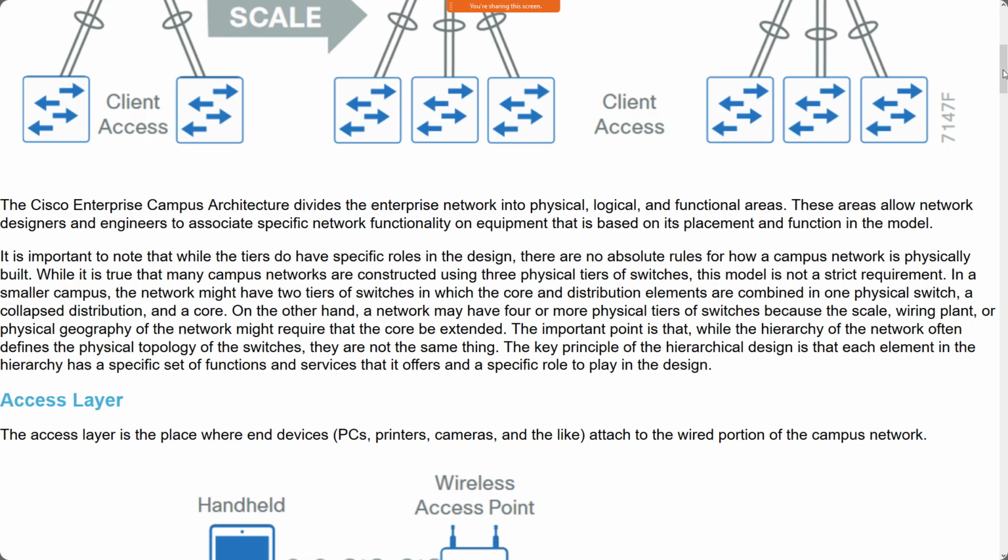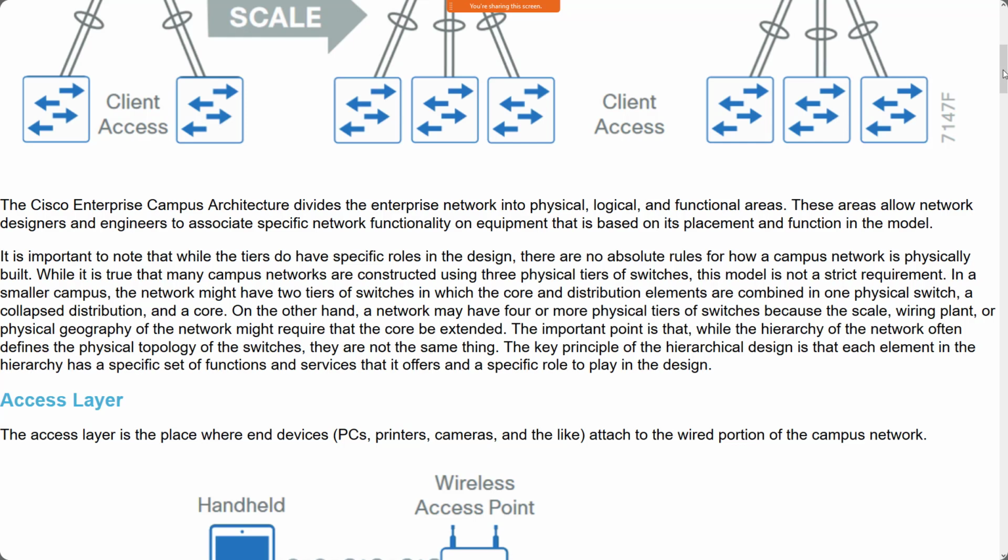So the Cisco Enterprise Campus architecture, like I said, divides the network into functional areas. We talked about that in the beginning of this section here. And even though Cisco does define these 3 layers, the core layer, the distribution layer, the access layer, it isn't a strict design requirement, right?